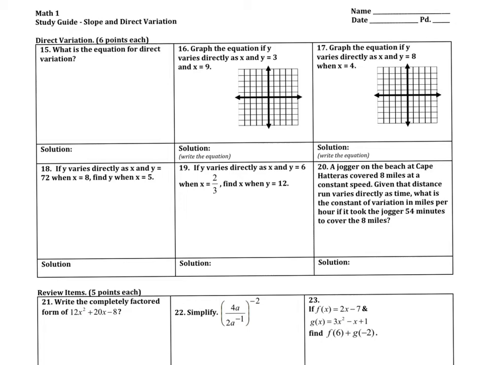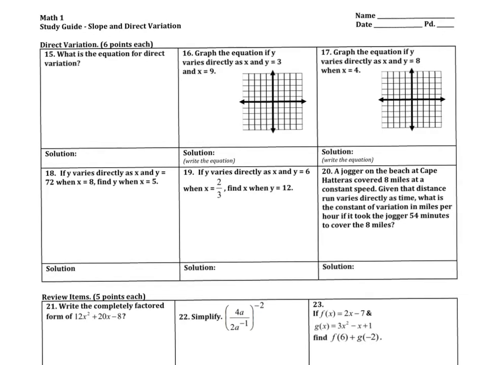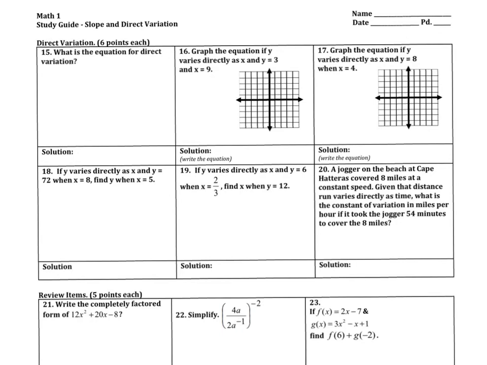So number 15 is just, if it asks you for the direct variation equation, you're just going to say y is equal to kx.